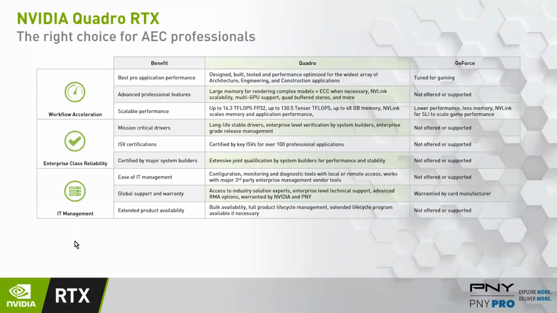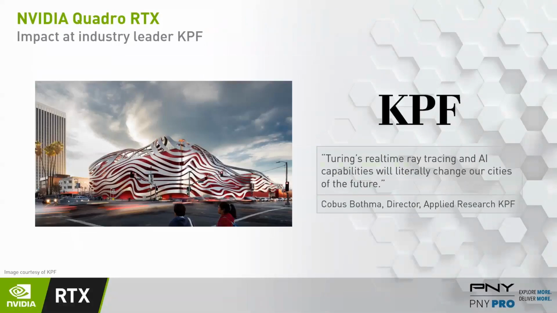With that, let's go ahead and go to our final slide before the Q&A. Cotton Pedersen and Fox is a large firm, of course. They're kind of an industry leader, a thought leader. They've done extremely prestigious projects across the entire world. Cobus Bothma, their director of applied research, basically gave us this quote: Turing's real-time ray tracing and AI capabilities will literally change our cities of the future. Turing is the architecture behind Quadro RTX, so the terms are kind of used interchangeably.